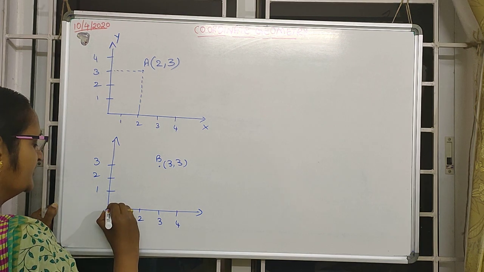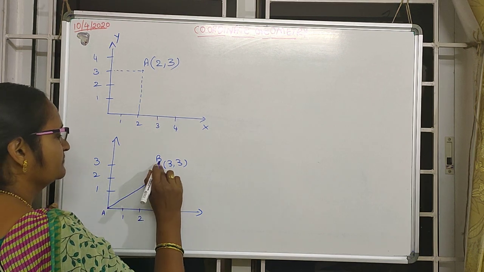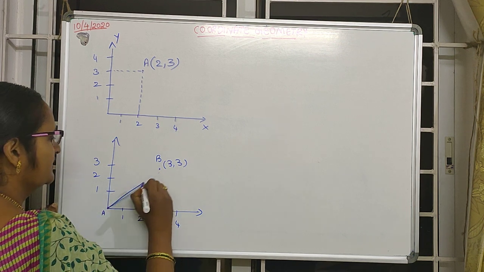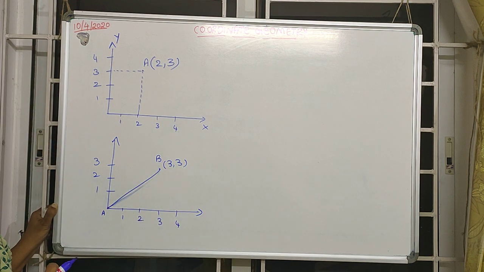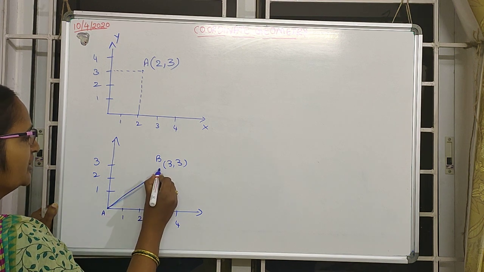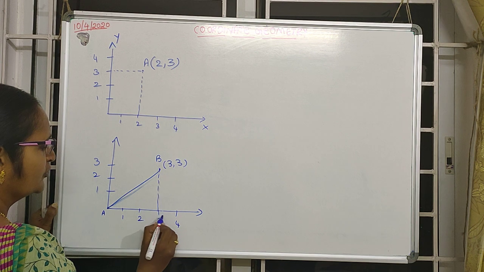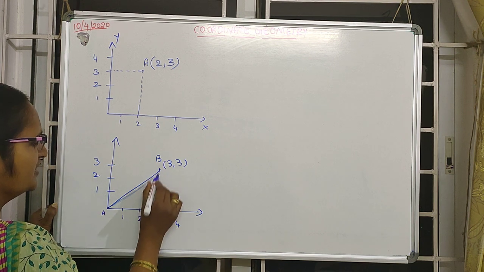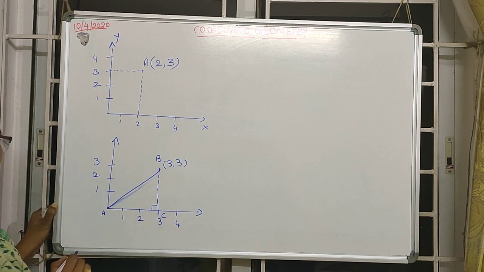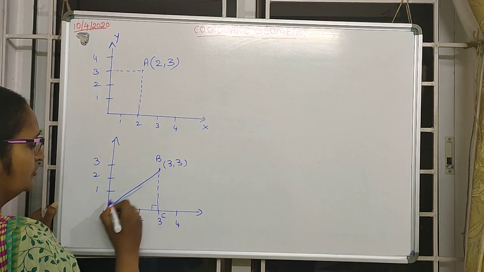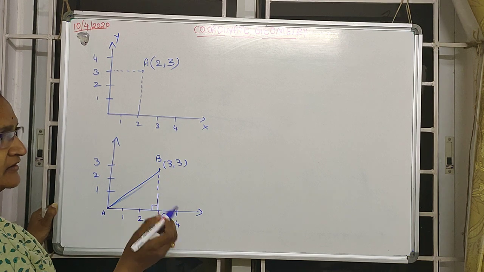Now what is the distance between A and B? What is the distance between A and B? Now see here, if I draw a vertical line over there, then A, B, C will give you a right triangle. By using the Pythagorean theorem, we can find out the distance between A and B, right?